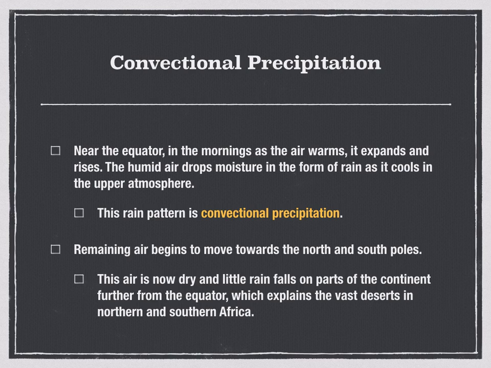Any remaining air is dry now, and it begins to move towards the north and south poles. The fact that the air has such little moisture in it at this point as it moves away from the equator helps explain why there are deserts in North Africa and deserts in South Africa as well. No moisture in the air.